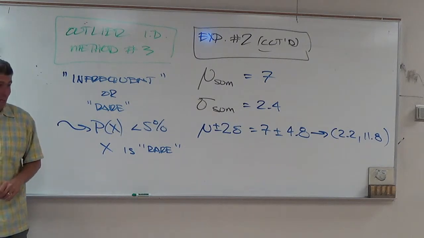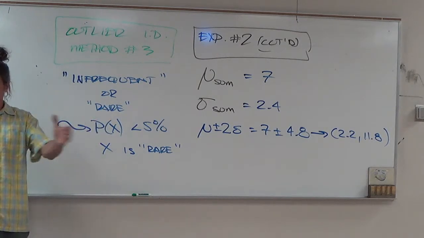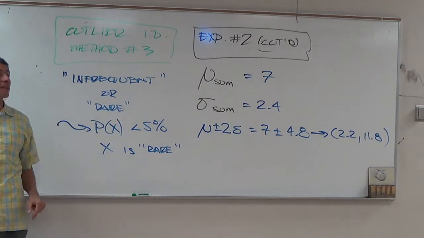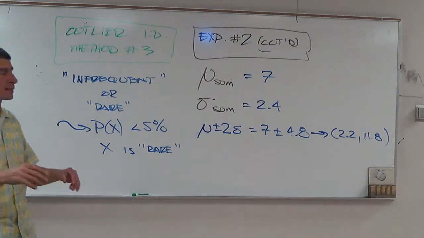95% of the time, you get 3 to 11. You only get the extremes 5% of the time, a little bit more than 5% of the time, I guess.